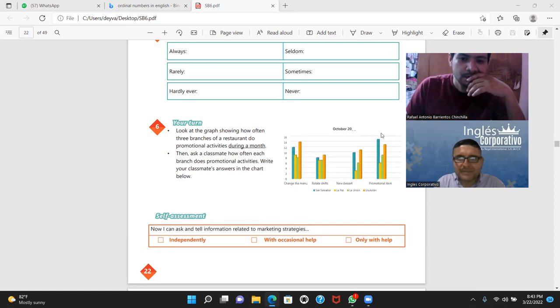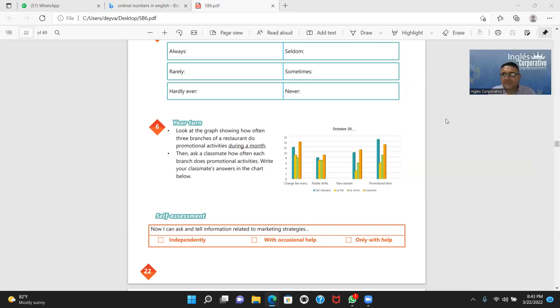Can you hear me, Rafael? Carlos, can you hear me, Carlos? I'm having some problems with my headphones. I disconnect. Okay, I send you to room two. But I lost the information. What are we going to do? We're doing exercise six. You are analyzing the graphics in part six. You have to ask questions how often they do promotional activities. Okay. Perfect.